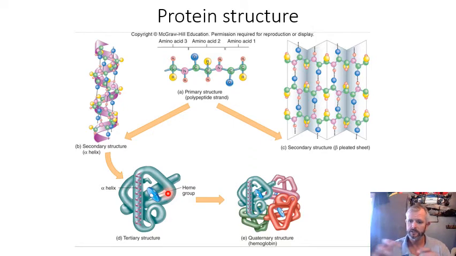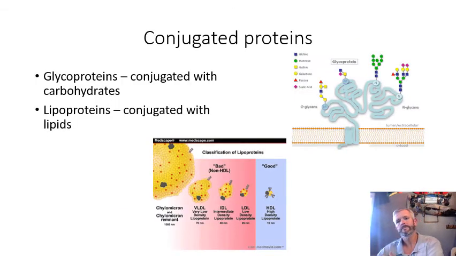Some proteins come together and they will form a quaternary structure. Okay. But that gives it its functionality. It has to have this proper folding to have its functionality. Many proteins don't exist just as proteins. Many proteins aren't just amino acid strands and folded up.